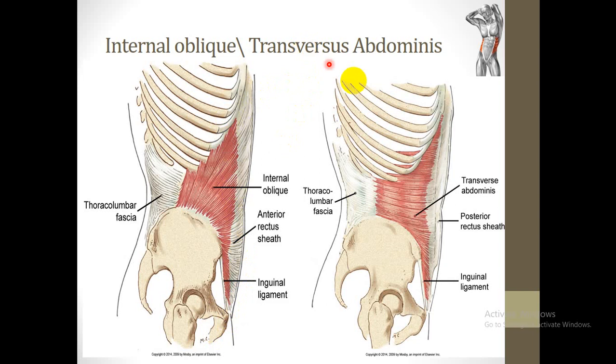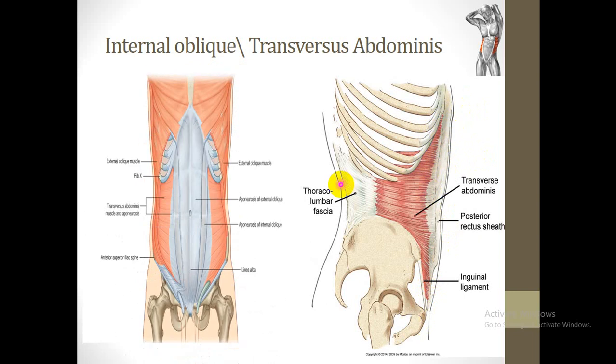Transversus abdominis muscle, as its name, transverse, its fiber runs transversely and takes origin from the thoracolumbar fascia, iliac crest, and lateral one-third of the inguinal ligament, inserted into the linea alba and pubic symphysis and pectineal line, in addition to the lower 3 or 4 costal cartilages.